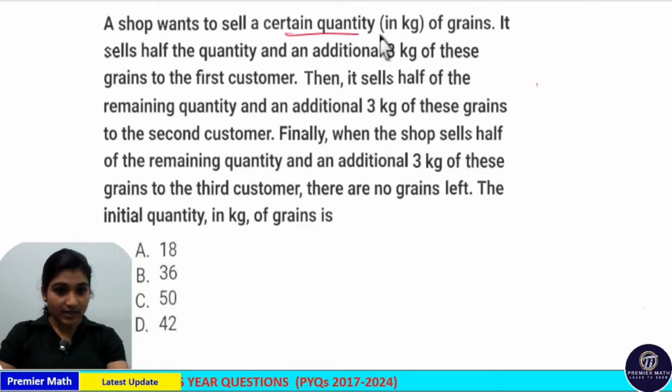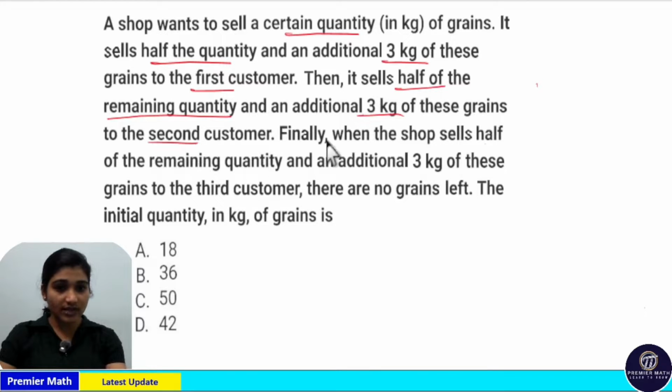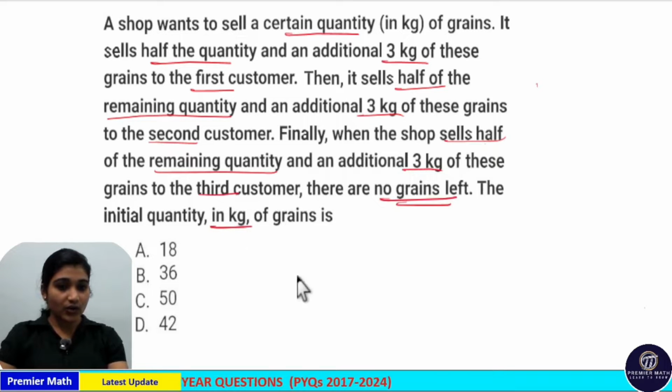Ashok wants to sell a certain quantity of grains. He sells half the quantity and an additional 3 kg of these grains to the first customer. Then he sells half of the remaining quantity and an additional 3 kg of these grains to the second customer. Finally, when the shop sells half of the remaining quantity and an additional 3 kg of these grains to the third customer, there are no grains left. The initial quantity in kilograms of grains is.